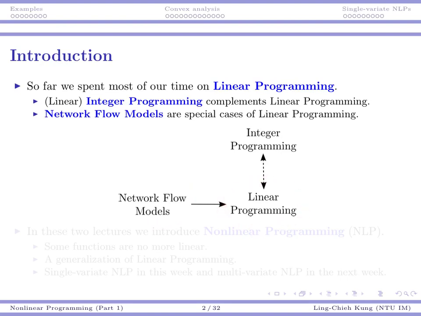So that means this arrow here is telling us that network flow problems are linear programs. On the other hand, integer programs and linear programs are just different things. Here variables are discrete and here variables are continuous. So we say linear programming and integer programming complement each other, so neither includes the other.